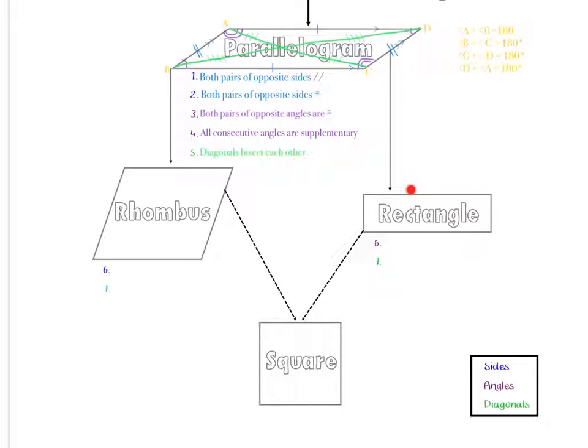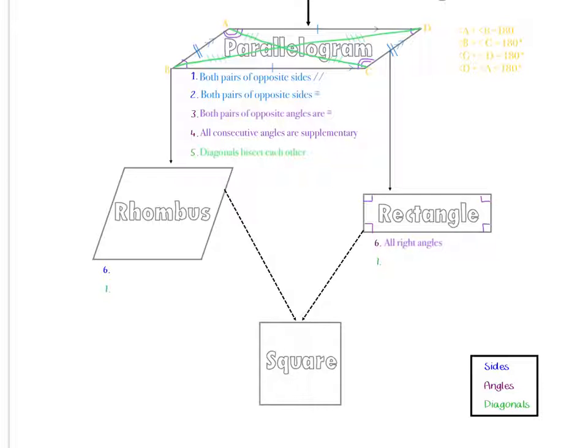So as we move into a rhombus and a rectangle, remember that those shapes are also going to have these things plus a couple more characteristics. So a rectangle is going to have opposite sides that are parallel and congruent. It's also going to have opposite angles that are going to be congruent to each other. And the diagonals are going to bisect each other. But it's also, as you know, going to have right angles.